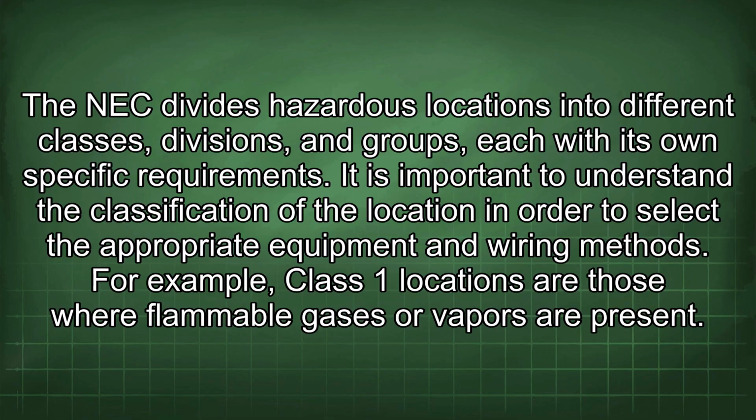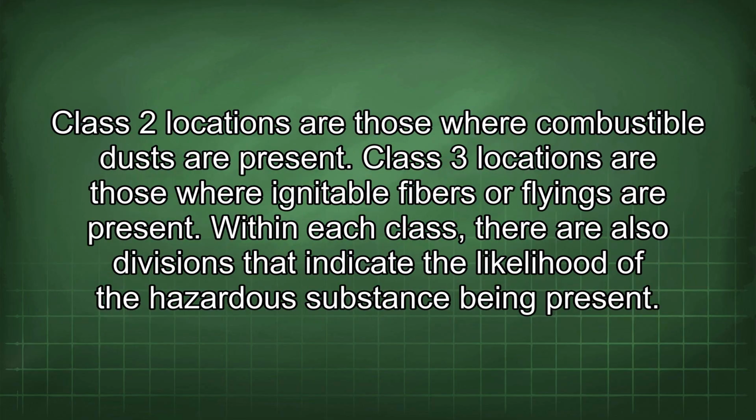For example, Class 1 locations are those where flammable gases or vapors are present. Class 2 locations are those where combustible dusts are present. Class 3 locations are those where ignitable fibers or flyings are present. Within each class, there are also divisions that indicate the likelihood of the hazardous substance being present.